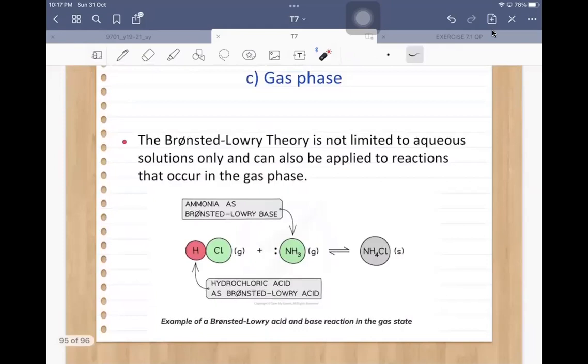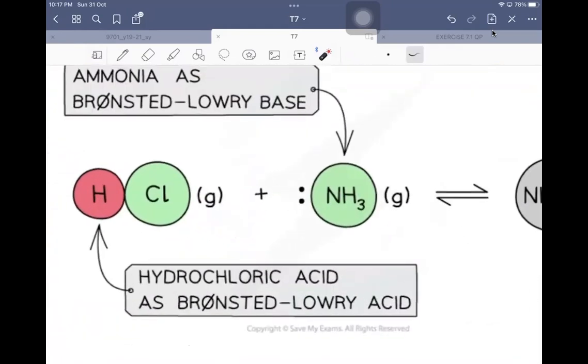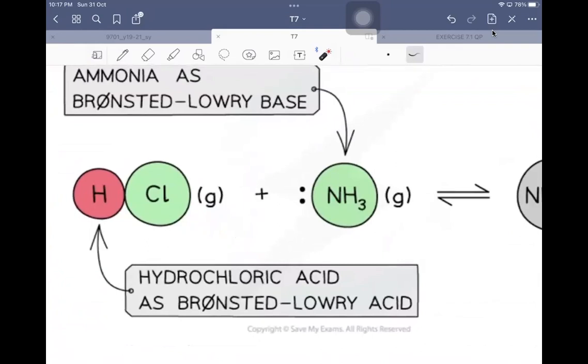Next is just showing you the gas phase. Can Bronsted-Lowry be shown in a gas phase? Can. So HCl is your acid. Acid will donate its proton. Okay, so that means HCl would become Cl minus, and then NH3 will gain that hydrogen ion.